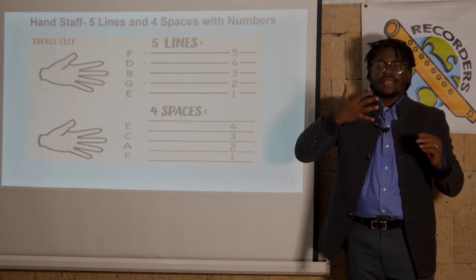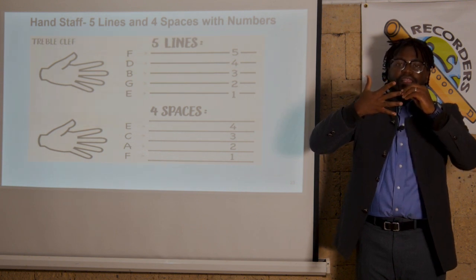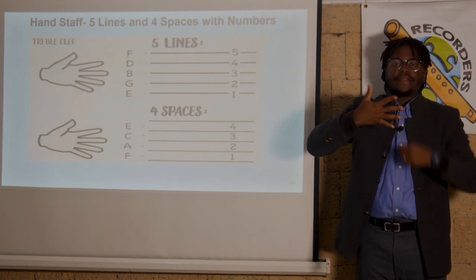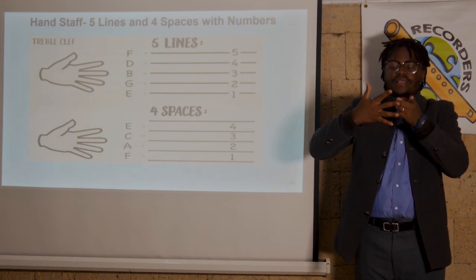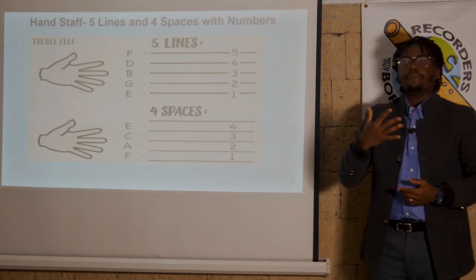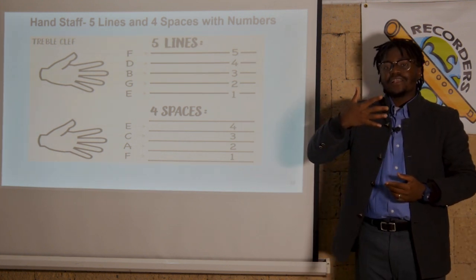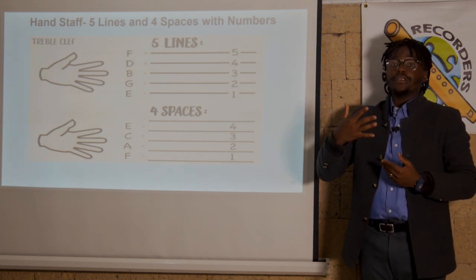So we are going to look at the lines. We have the first line for the first finger, second line, third line, fourth line, and fifth line. And we also have the first space, second space, third space, and fourth space. So always remember, a musical staff is consisting of 5 lines and 4 spaces. Now let's look at every line and what it represents.